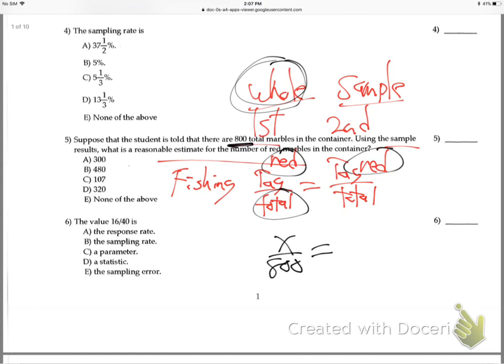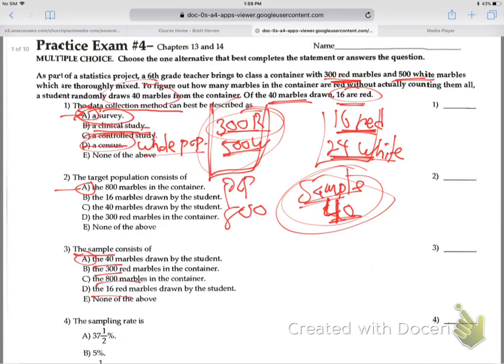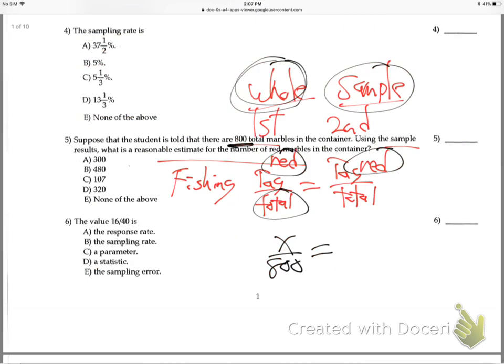What are the number of red marbles in the sample? Go back to the sample. Here it is. Here's the sample, right? 16 red, 24 white. Total of 40 in the sample. So going back, 40 in the sample, 16 red. See how that's red over total, red over total? 16 red over 40 total in the sample. X red over 800 total in the bucket, in the whole container. There it is. Solve for X.